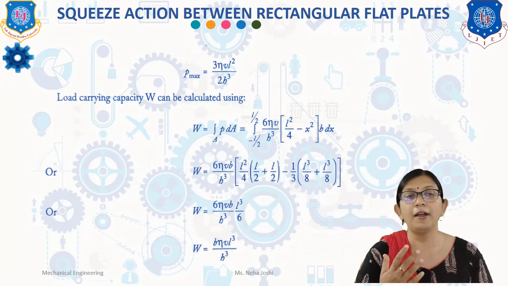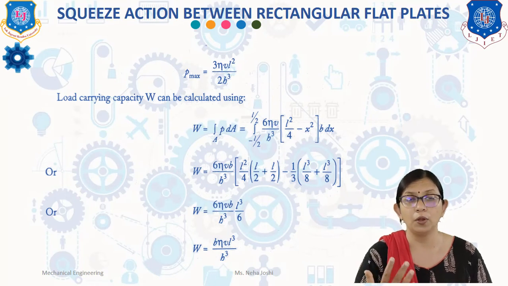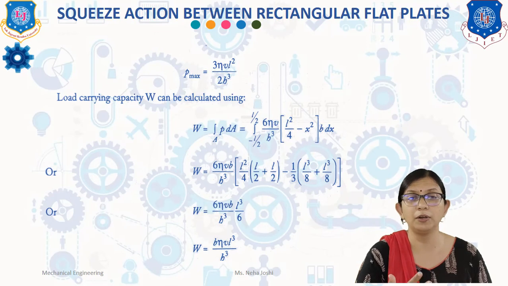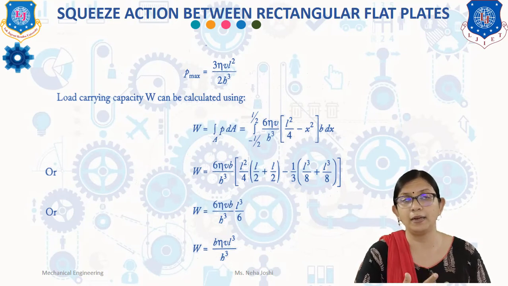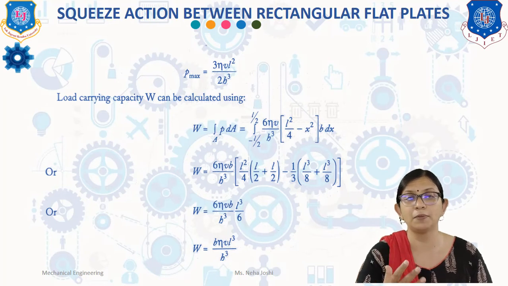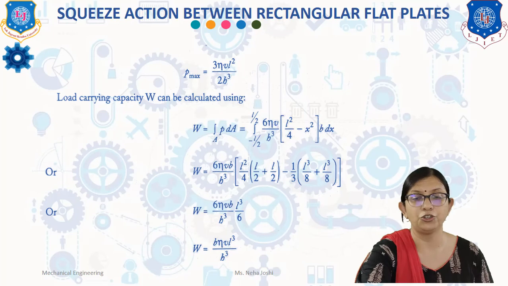Now we will find the load carrying capacity W. W can be calculated using the equation W is equal to the integration of P into dA, which is the integration from minus L by 2 to L by 2 of 6 eta V divided by h cube into (L square by 4 minus x square) B into dx. By integrating this equation, we get the final load carrying capacity W is equal to B eta V L cube divided by h cube.